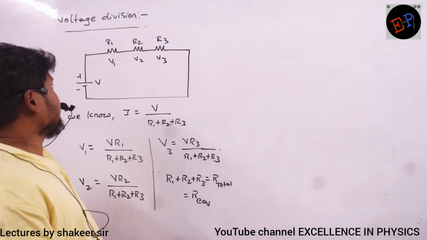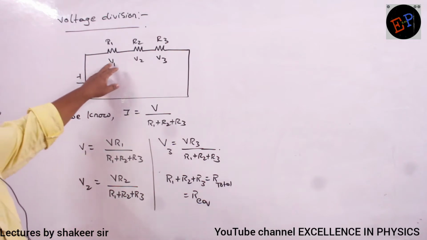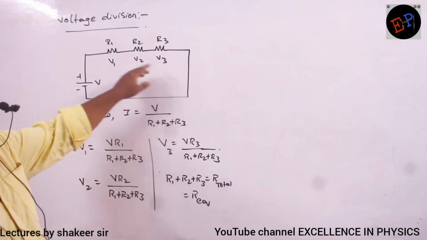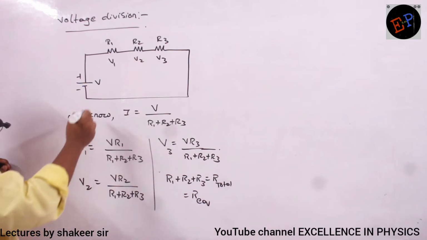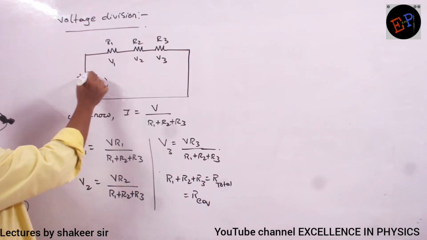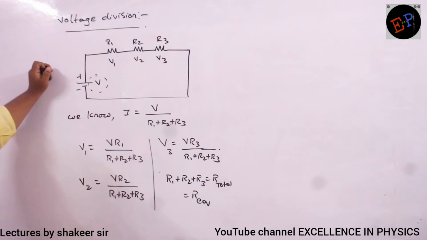So see this concept where 3 resistors are connected in series. Values are R1, R2 and R3. What is the total supply potential we are giving? Total supply potential is V.